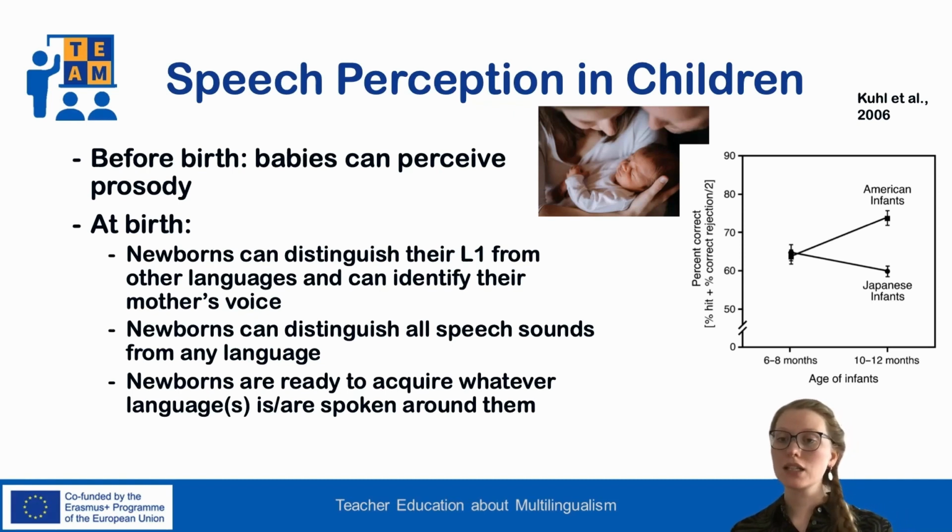So at this point, they can distinguish all of them, and you also see that here on the graph on the right. So at the age from 6 to 8 months here in this group, both the Japanese and the American infants perform similarly on these English contrasts. So at this early age, the infants have not tuned into their one or several languages yet. At this point, they all perform really well on all of these speech sounds.